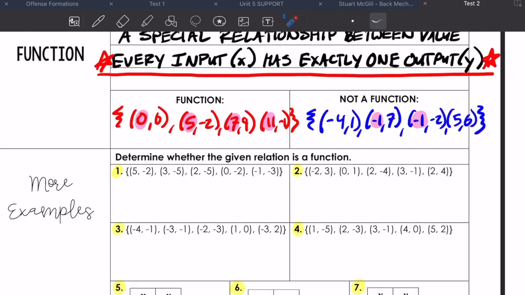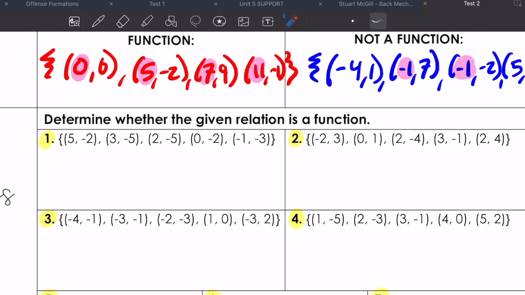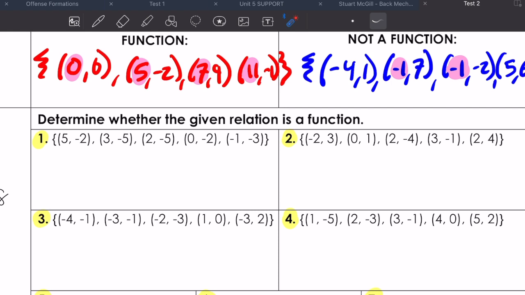So to determine whether a relationship is a function or not, when it's looked at as sets, all I have to do is look at the x values. If I want to know if it's a function, do I have any repeating x values? So I'm going to highlight all the x values. All of those are different numbers. So because I don't have any repeating x values, the answer to the question, is it a function, is yes.